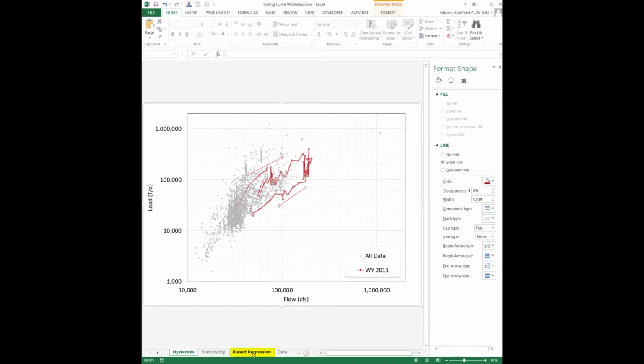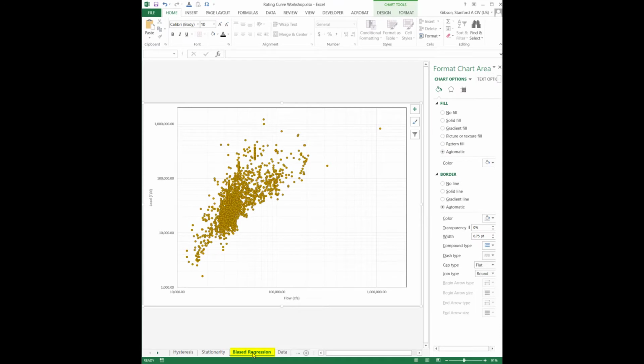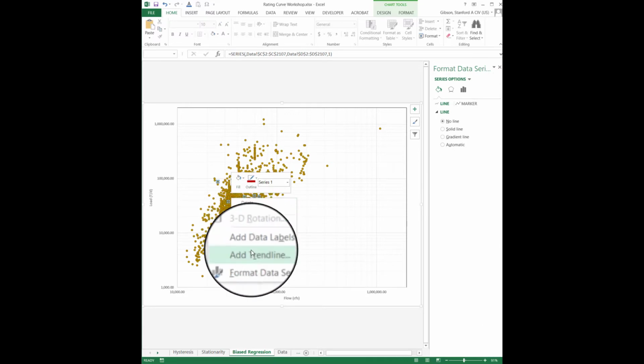Okay, but we're going to ignore those things for now. And I'm just going to use all the data because that's what I've asked you to do in the workshop. And we're just going to develop a rating curve. And so the easiest way to develop a rating curve between paired data in Excel is just to right click and ask for a trendline.